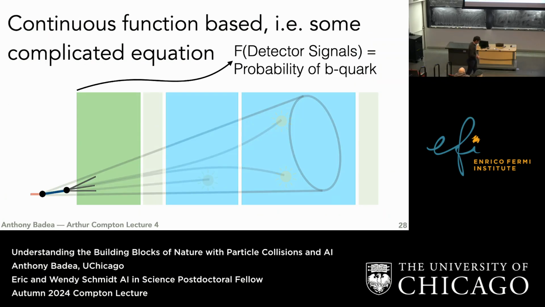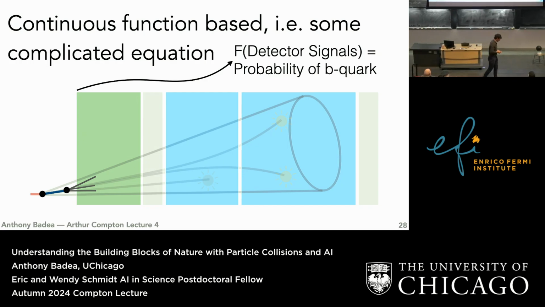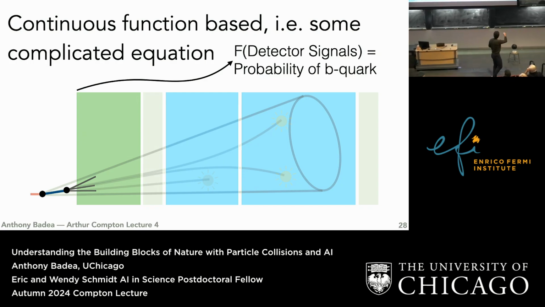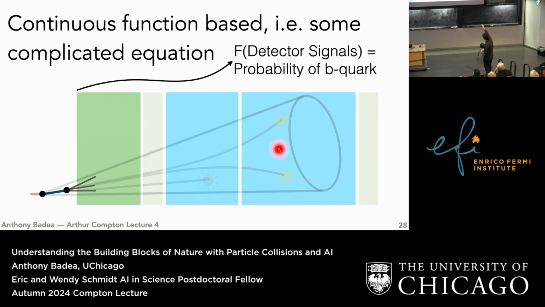Now what's being done is we have a so-called continuous function-based decision. And all that is to say is we make some complicated equation where we feed in a bunch of the detector signals, the signals coming from the energy measurements, the signals coming from the momentum measurements. We put it into a function. I write here f. It does some crazy operations on it. And then out of it comes the probability of a B Quark.